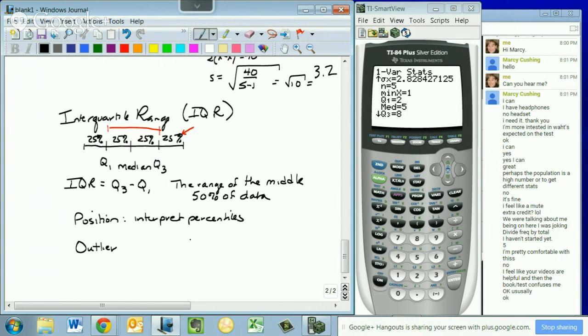So as I mentioned before, test scores are where we often see percentiles. If you're in the 70th percentile, your score is better than 70% of other test scores.